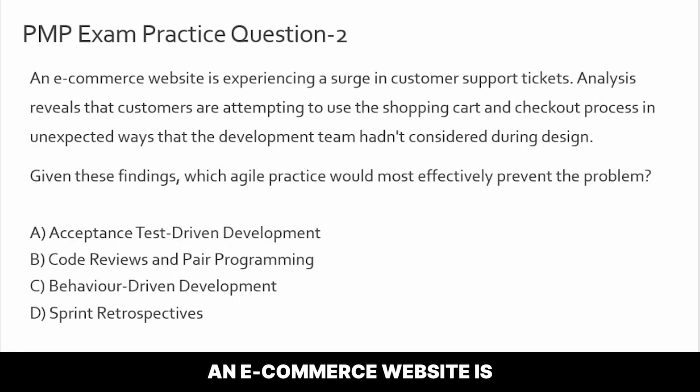An e-commerce website is experiencing a surge in customer support tickets. Okay, analysis reveals that customers are attempting to use the shopping cart and checkout process in unexpected ways that the development team hadn't considered during the design phase. Okay, so given these findings, which agile practice would be most efficient in terms of preventing the problem, or which agile practice could have been efficient in terms of avoiding the problem? Okay, that is the question. So let's look at the options one by one.